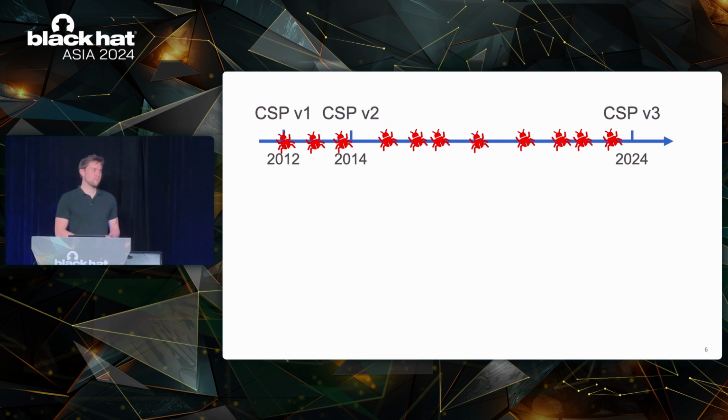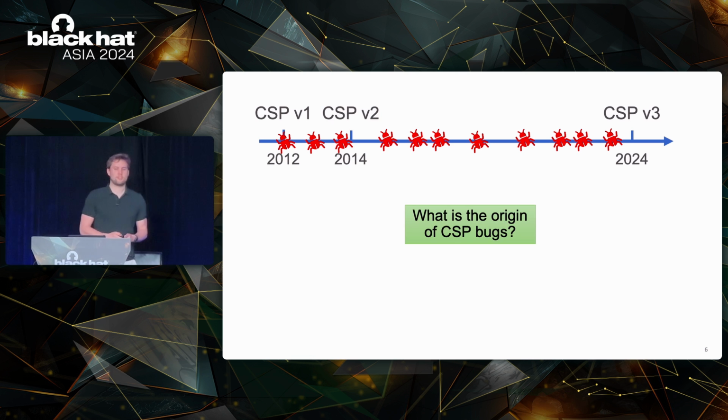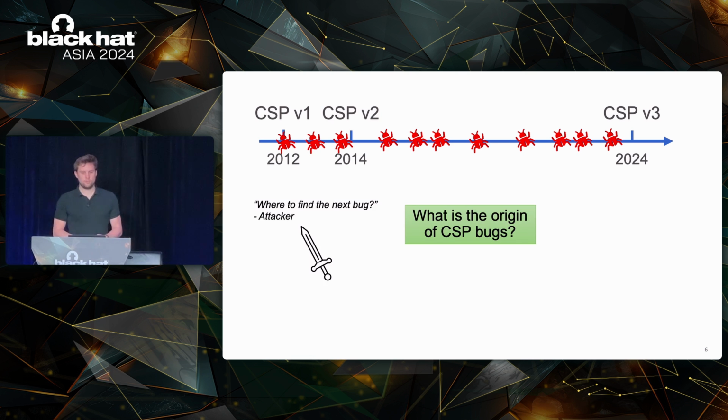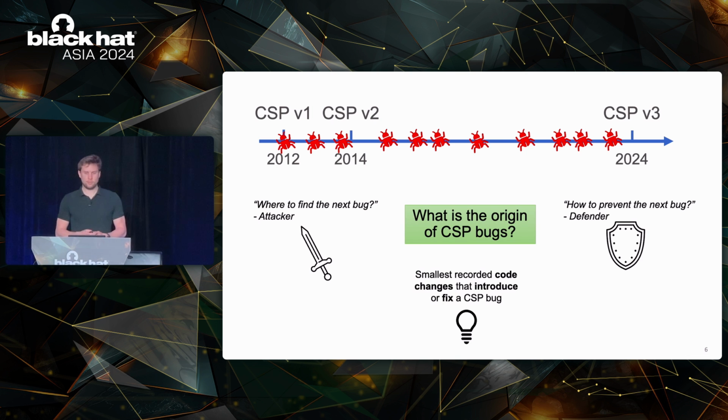So the central question of this talk is, what is actually the origin of these bugs? Because if we know the answer to this, we can use it as an attacker. We can find out where to find the next bug, but also as a defender, we could find out how to prevent the next bug. But maybe the most important question for now is, how are we gonna find these answers? And for this, we looked at the smallest recorded code changes that introduce or fix a CSP bug.